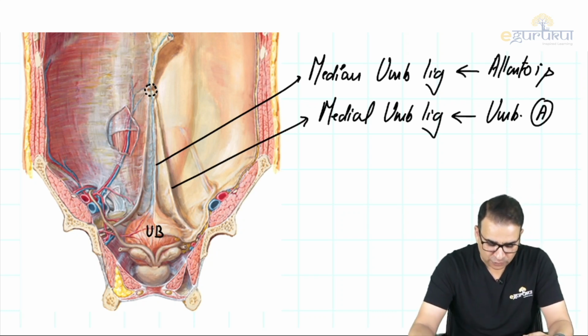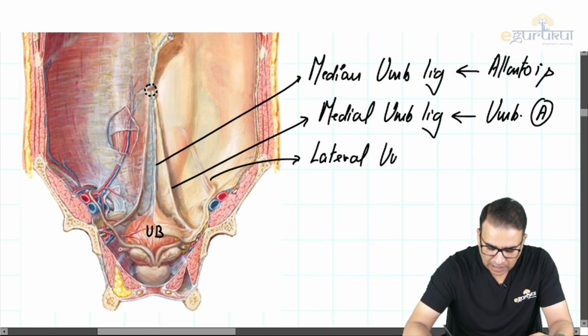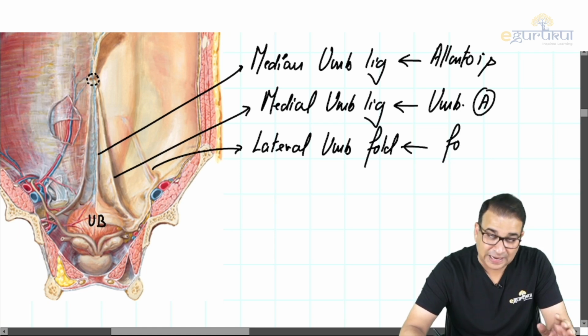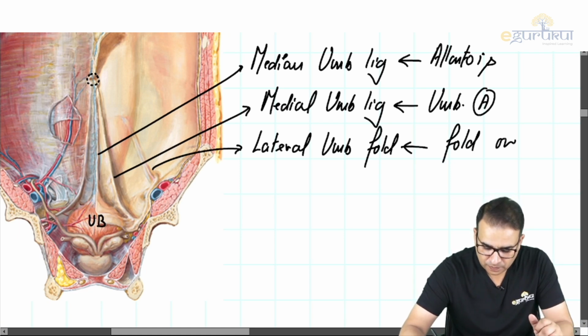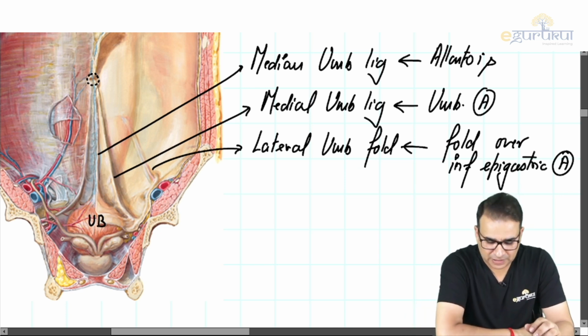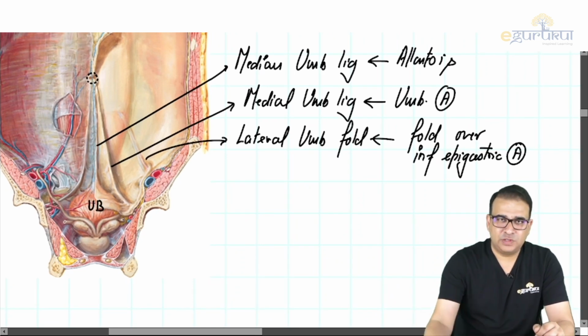And furthermore laterally, you can see another fold there, guys. Again, we have a pair of these. We have a lateral umbilical fold, and it is a fold present over the inferior epigastric artery. Fold over the inferior epigastric artery.